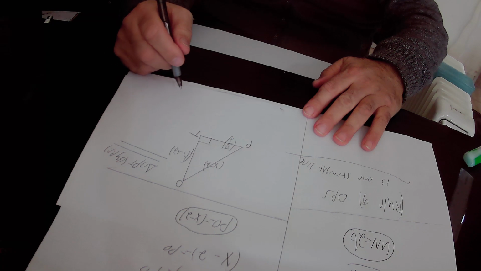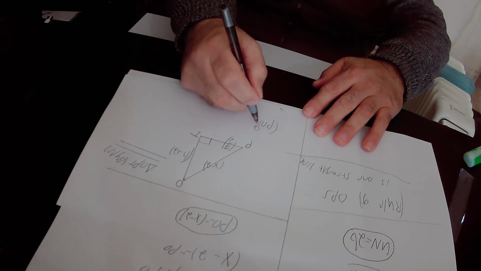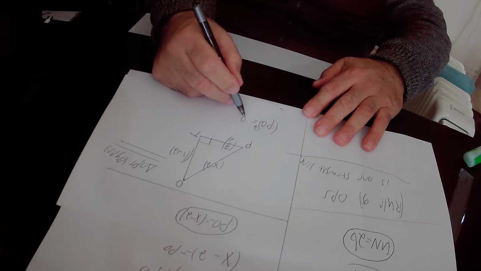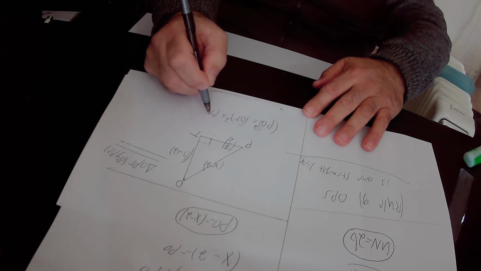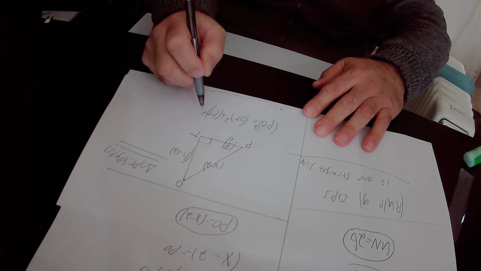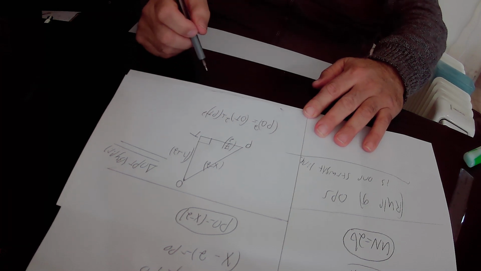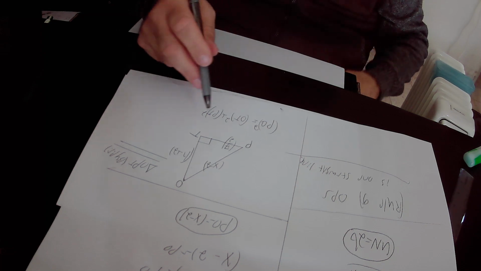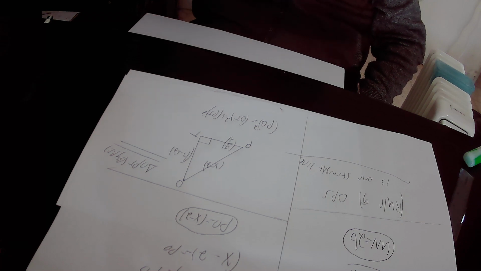According to the Pythagoras theorem, PO squared equals OT squared plus PT squared. Again, PO squared equals OT squared plus PT squared.